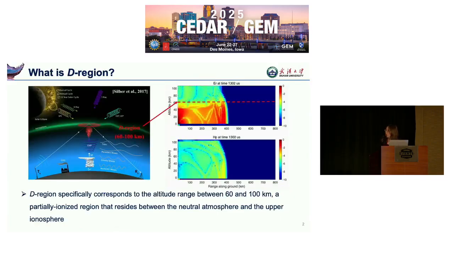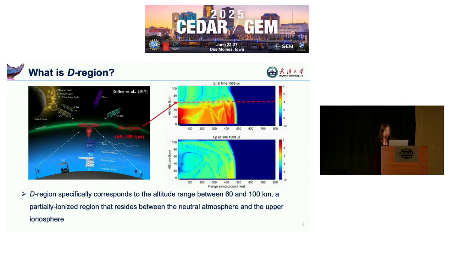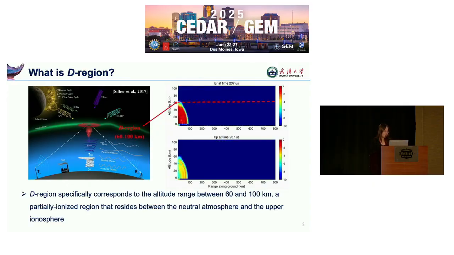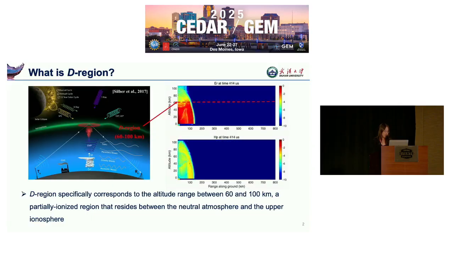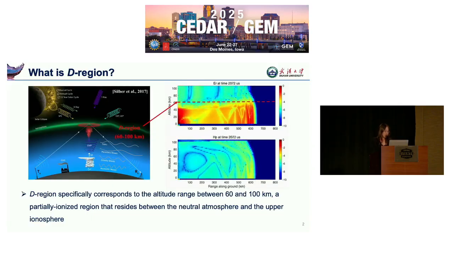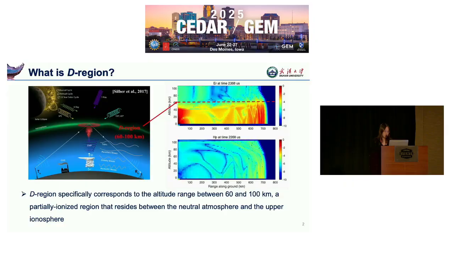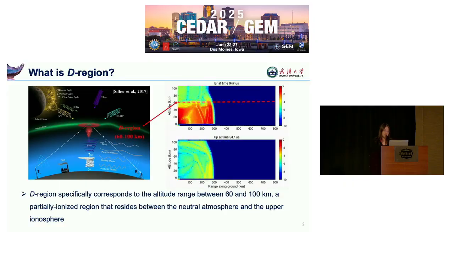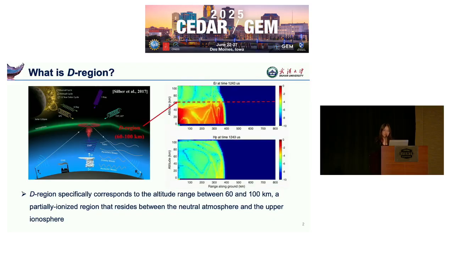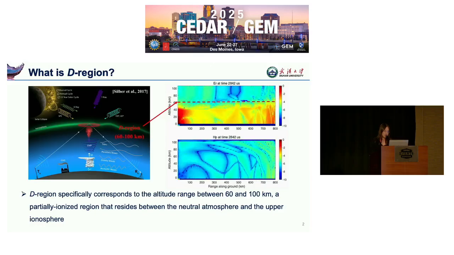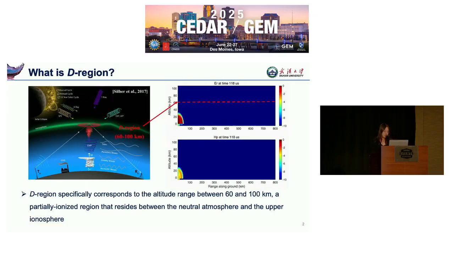So as we know, the ionosphere has 3 layers: D region, E region, and F region. The D region is the boundary of the lower atmosphere and the higher ionosphere. It corresponds to the altitude range between 60 and 100 kilometers. It's a very special region, where the altitude is too low for satellites and radars, but too high for balloons. So it's still one of the least explored regions in geospace.